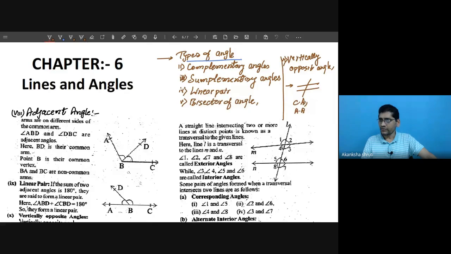Though we started this topic in the last chapter, and covered some of the types of angle, there are many more types. Those we are going to learn today. Today we will learn about what is adjacent angle, what is complementary angle, what is supplementary angle, what is linear pair, what is bisector of an angle, then vertically opposite angle. Then considering two parallel lines and one transversal, we will learn about corresponding angle, alternate interior angle, all these things.